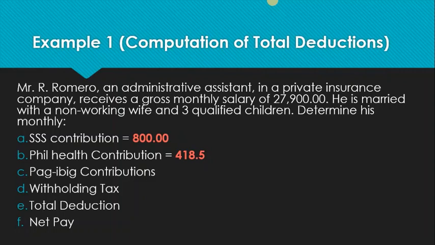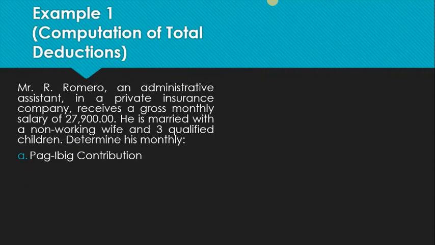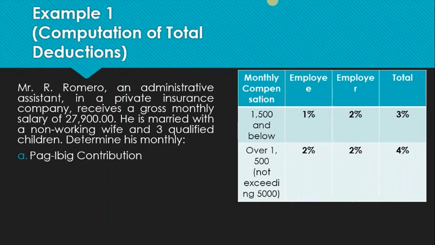So we are done with SSS, which is 800, and PhilHealth, which is 418.5. Now let's proceed to Pag-IBIG, the Pag-IBIG contribution of Mr. Romero. Again, we are going to refer to this table. Since the salary of Mr. Romero is 27,900, obviously it is down here. Again, we are only responsible for checking this column. So that is 2%.